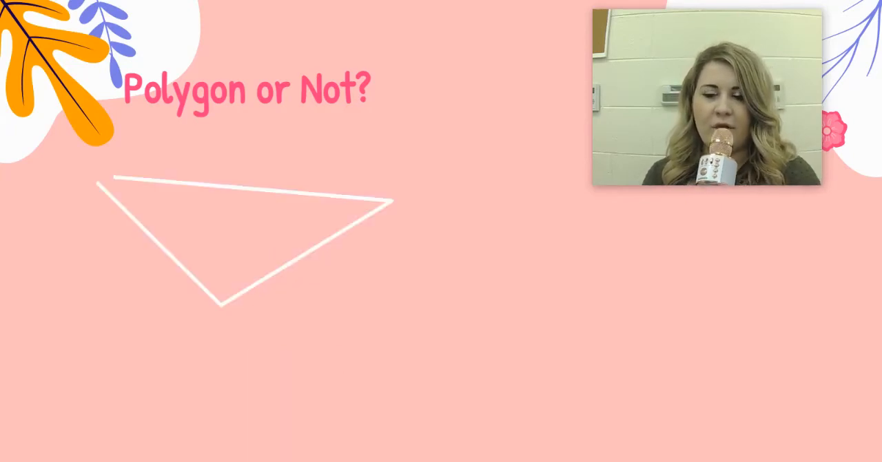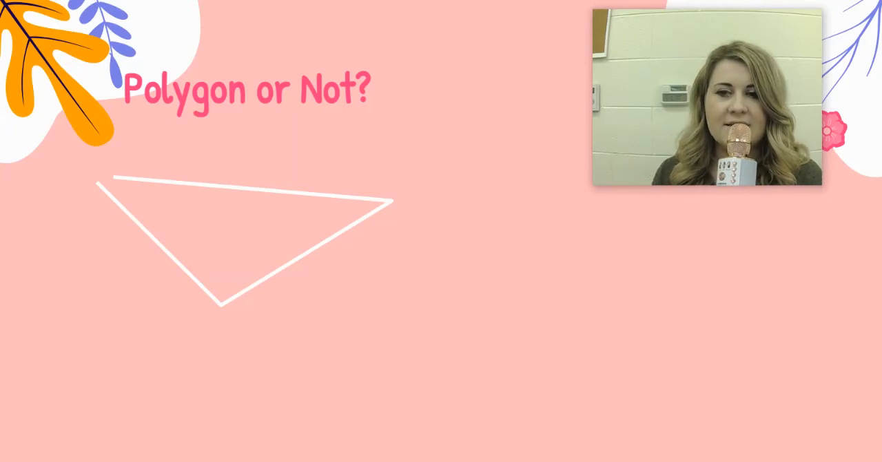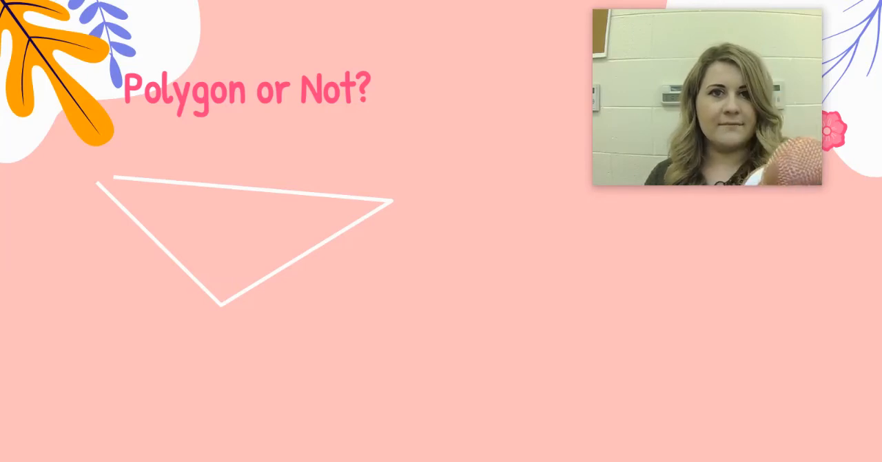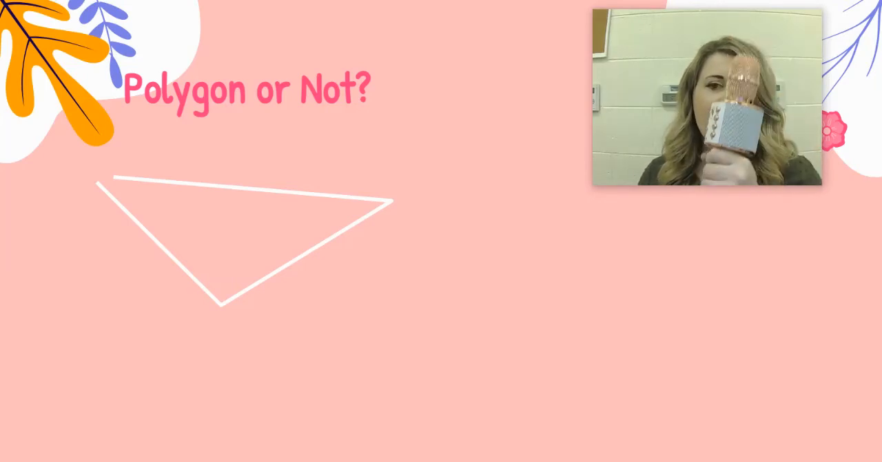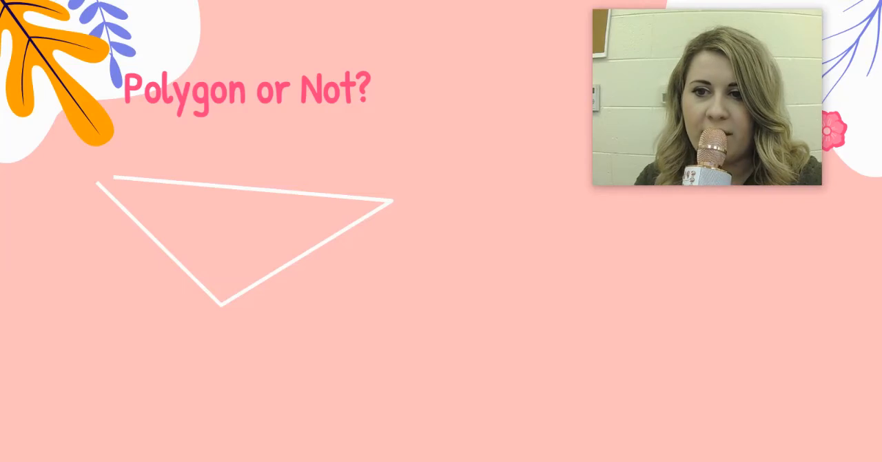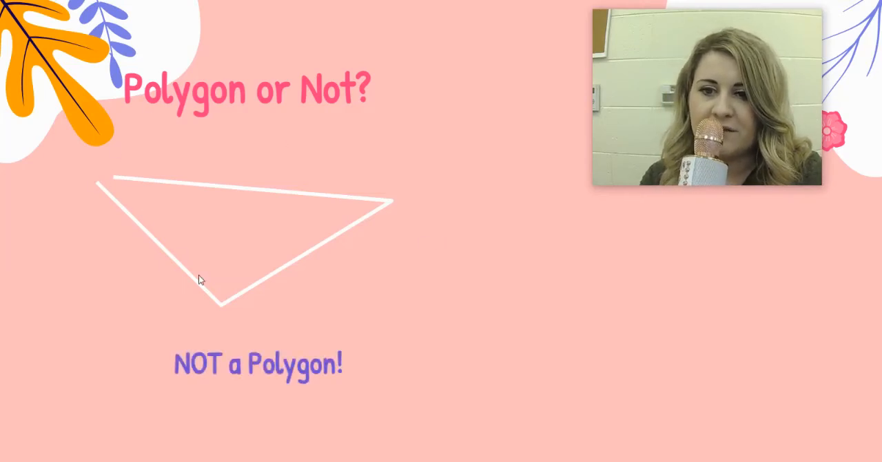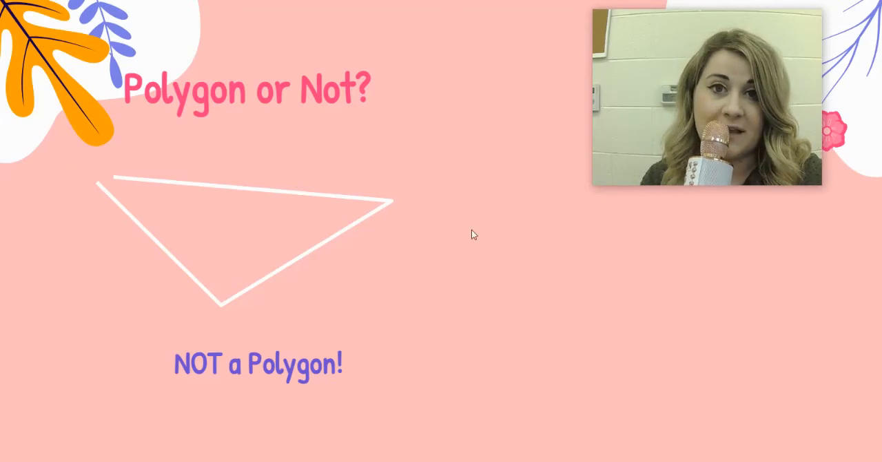All right, let's talk about this shape. This shape where you are looking for straight lines, connected, 2D, no curves. Does this meet the requirements? Is this a polygon or not? If you said not, you are correct, because even though we have straight lines and it is flat, they're not connected right here, so it's not a polygon.